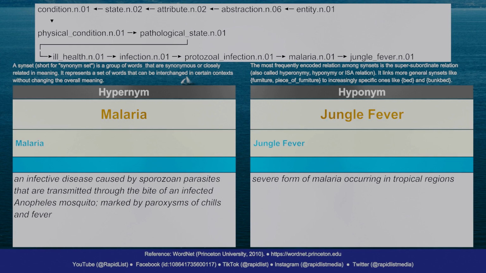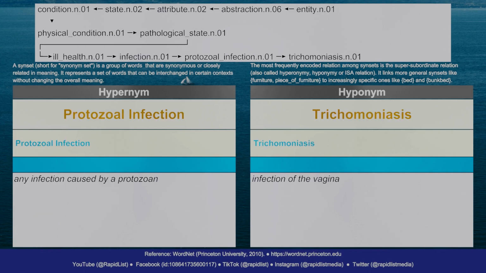Jungle fever. Severe form of malaria occurring in tropical regions. Trichomoniasis. Infection of the vagina.